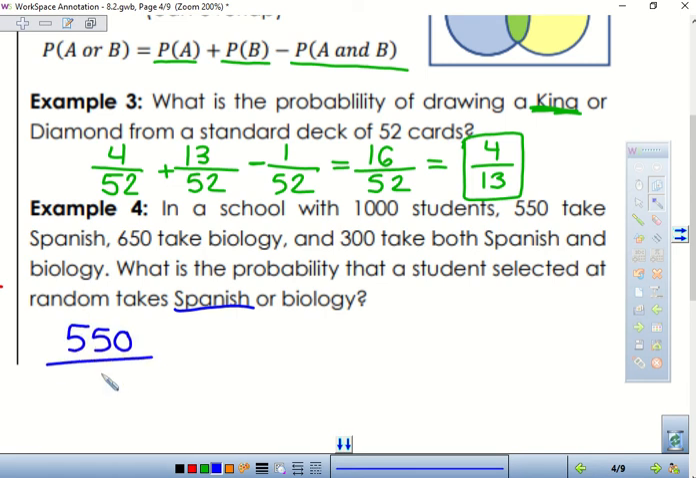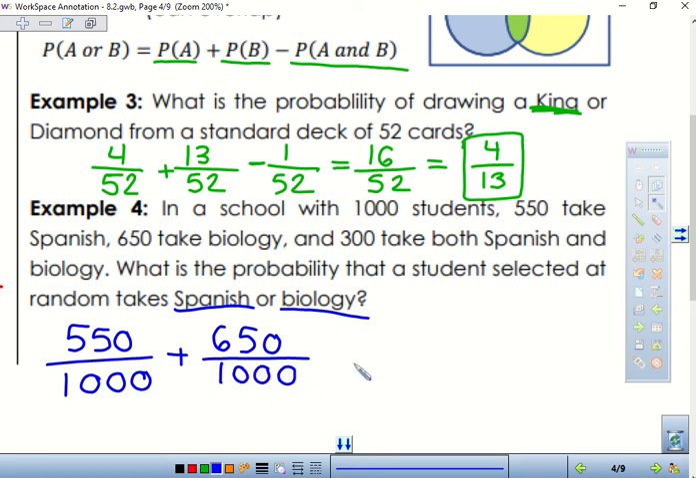Good, 550 out of 1,000. So if you just pick a random student in the hallway at this school, you have a 550 out of 1,000 chance that you're going to get one that takes Spanish. Plus, how many students here take biology? 650. Good, 650 out of 1,000.